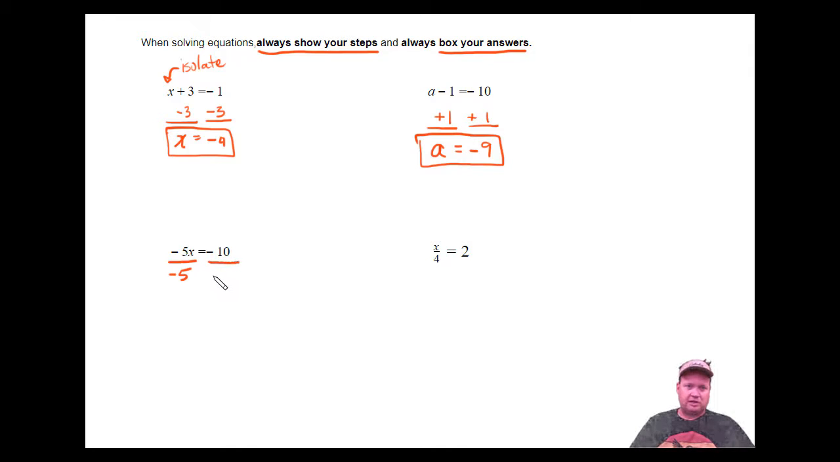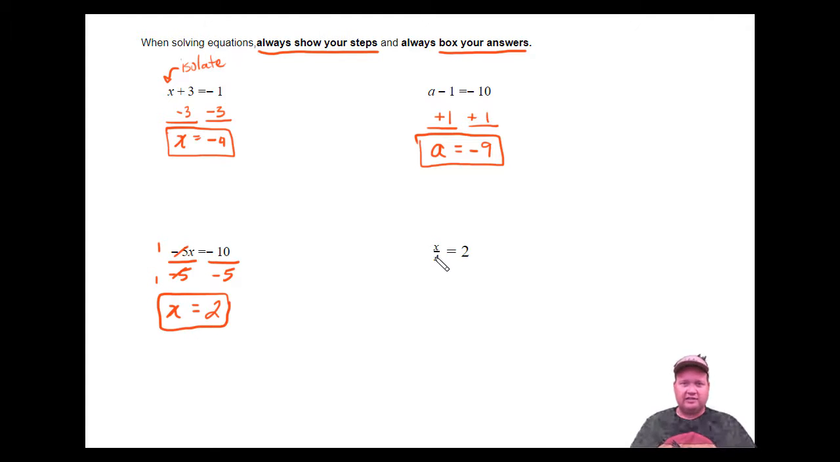So I'm going to do the same thing on the other side over here. Put a negative 5 underneath both of them. Negative 5 divided by a negative 5 is positive 1. And all you're left with is 1x. So we don't need to write a 1 next to the x. We'll just call it x. And a negative divided by a negative is a plus. It's a positive. 10 divided by 5 is 2. So the answer is x equals 2.